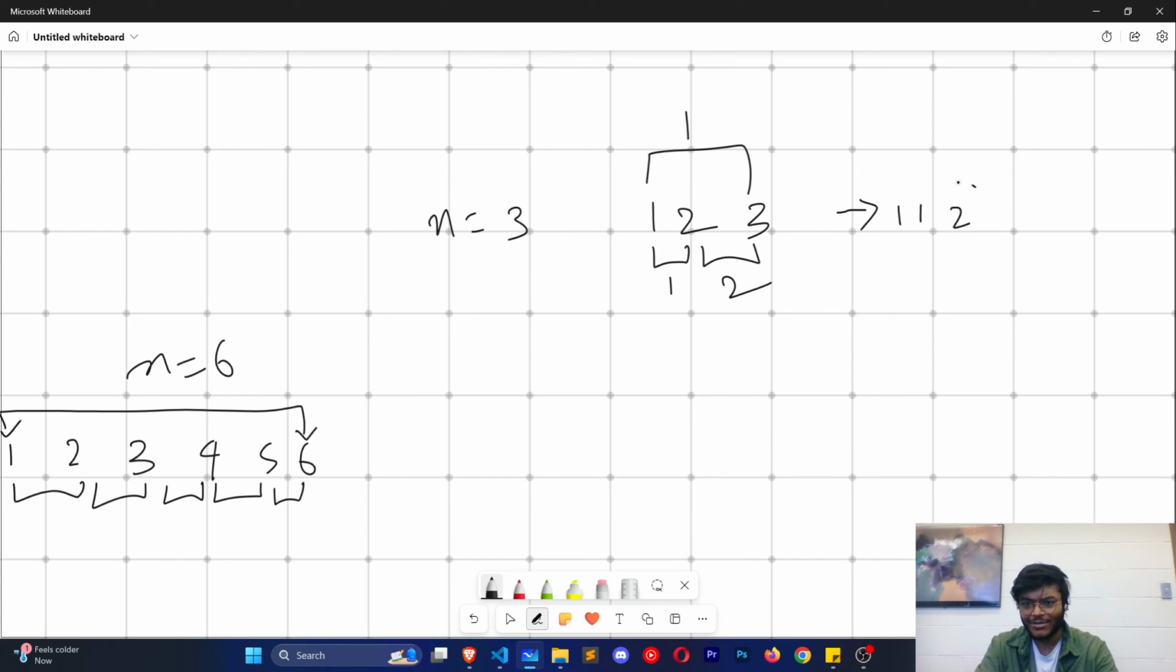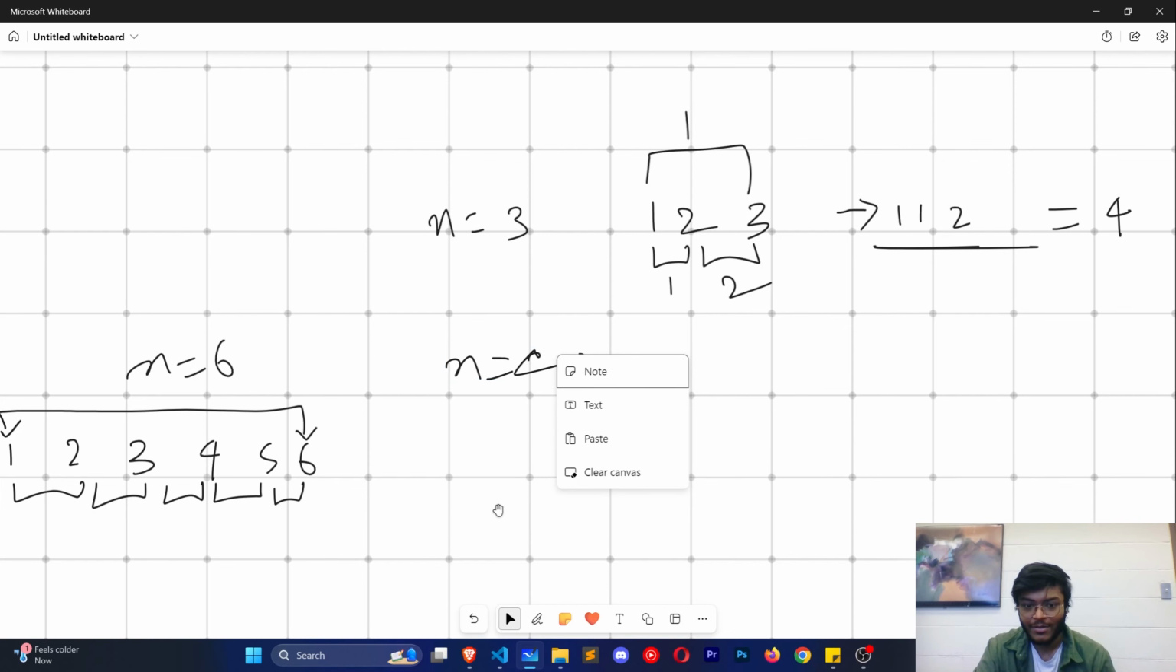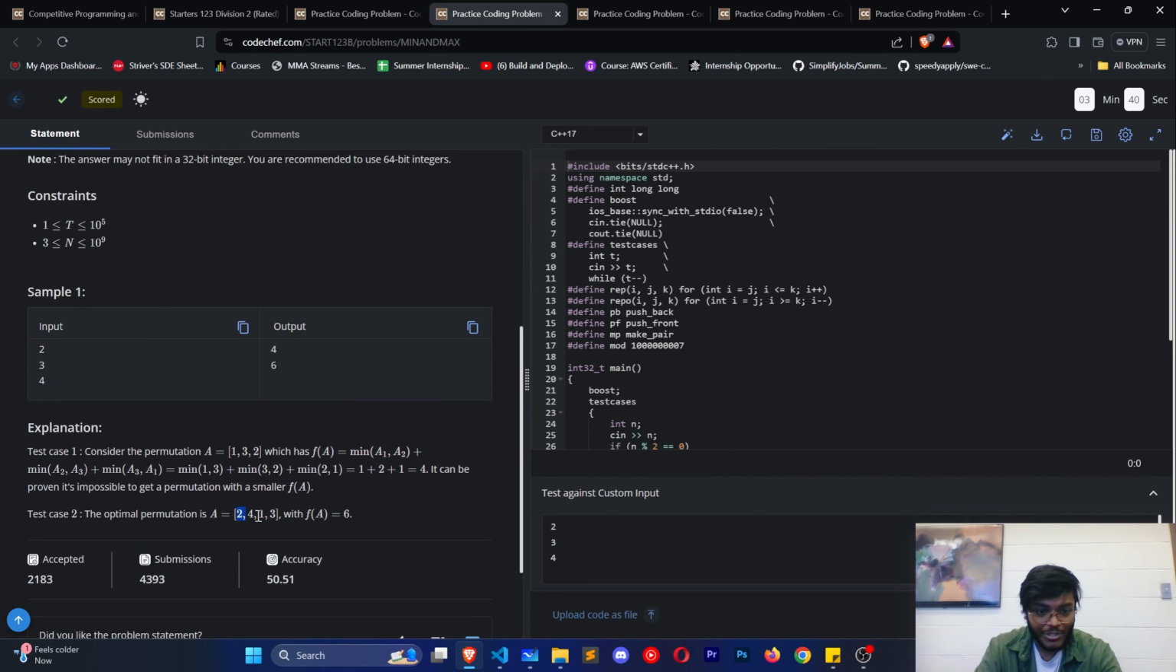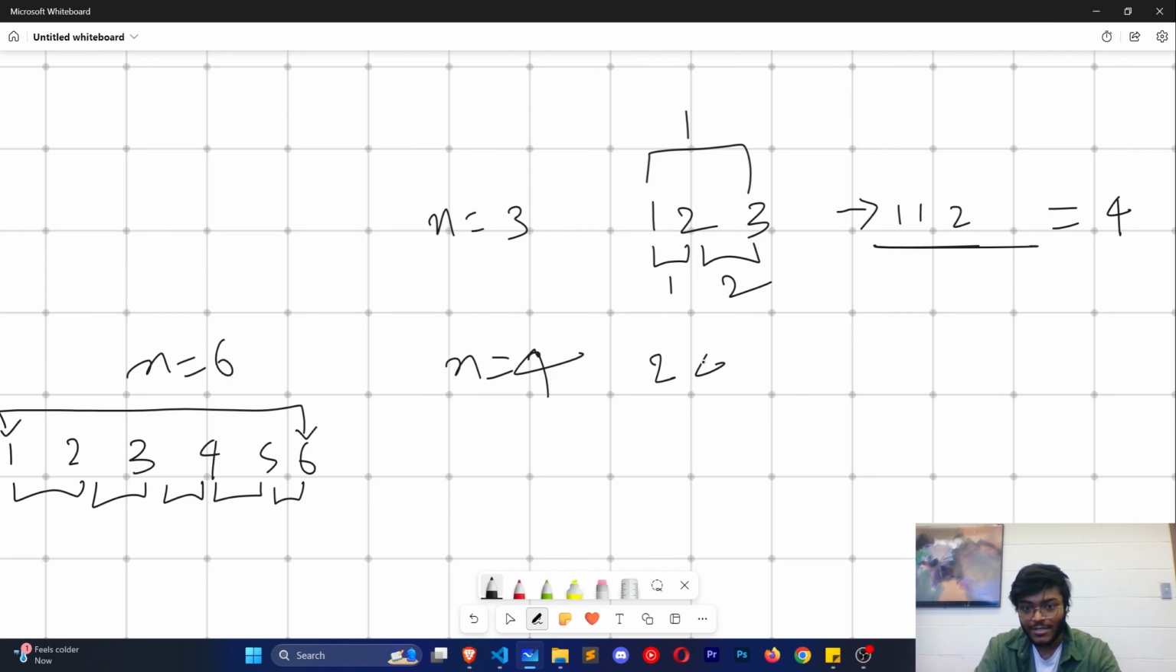So in this one you can see it, the best sequence that we can get, the most minimum, is 112, and you can do some other permutations as well. You'll find 112 only, so this value would be 4. For n is equal to 4, you can see one of the permutations, the optimal permutation given is 2413. So this would be 2, this would be 1, this would be 1, and this would be 2, right? But now how did this person come up with this permutation, right?